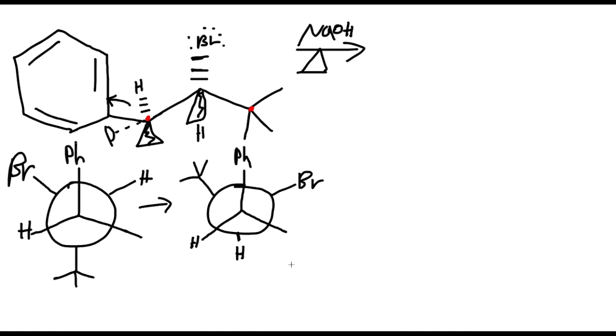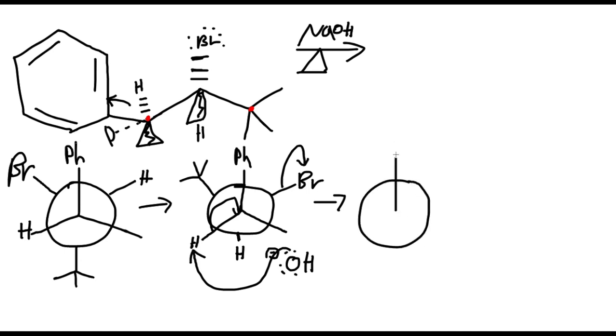Now we bring in the nucleophile. Hydroxide comes in, grabs the beta hydrogen, forms a double bond here, kicks off the leaving group, giving us a product that would look like this. Still got this methyl group here, the hydrogen here, and the tert-butyl here. So the beta hydrogen and the leaving group is gone.